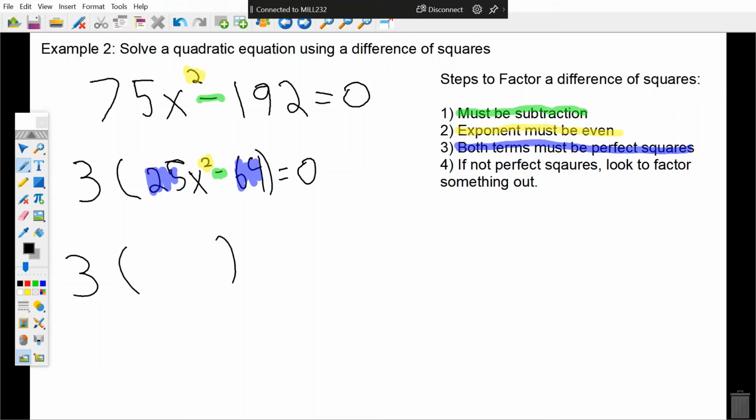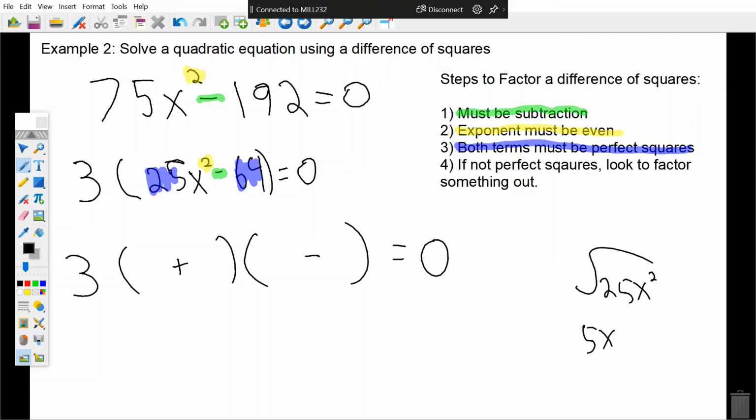We're going to make 2 sets of brackets, two binomials. One of them has a plus sign in the middle, one has a minus. It doesn't matter whether you put the minus first or second, as long as one of the brackets has a plus and one has a minus. Now we're just going to take the square root of both of these. The square root of 25x squared is 5x. So we're going to go 5x here and 5x here.